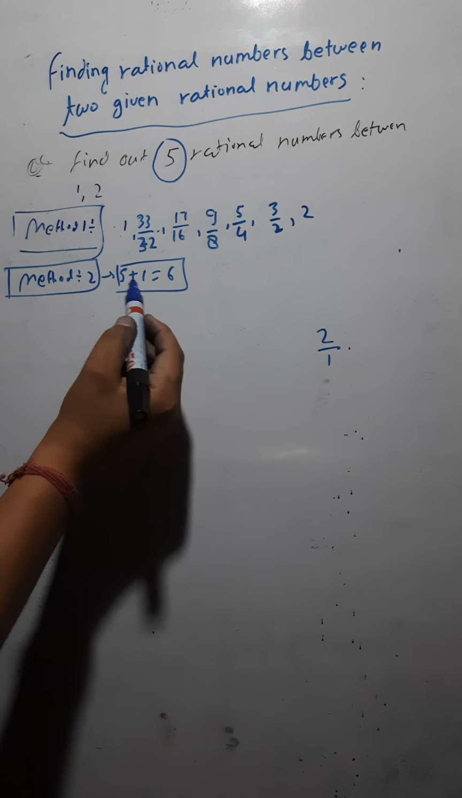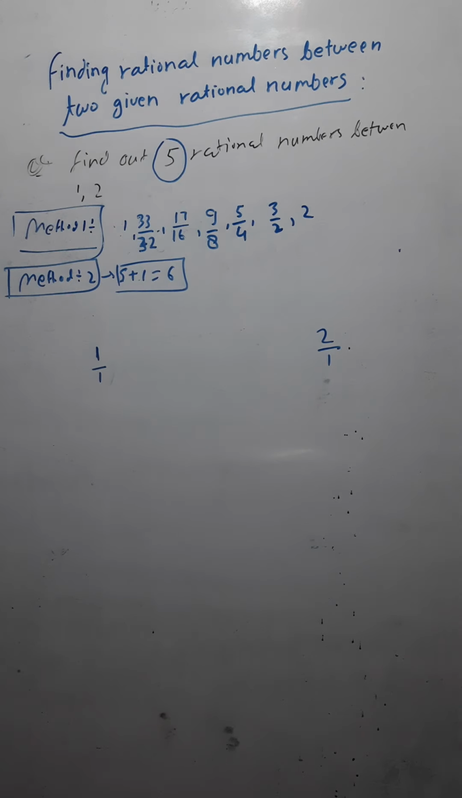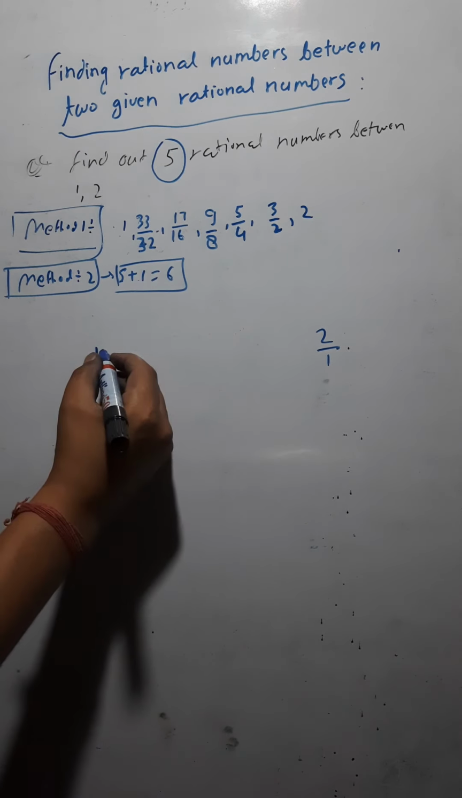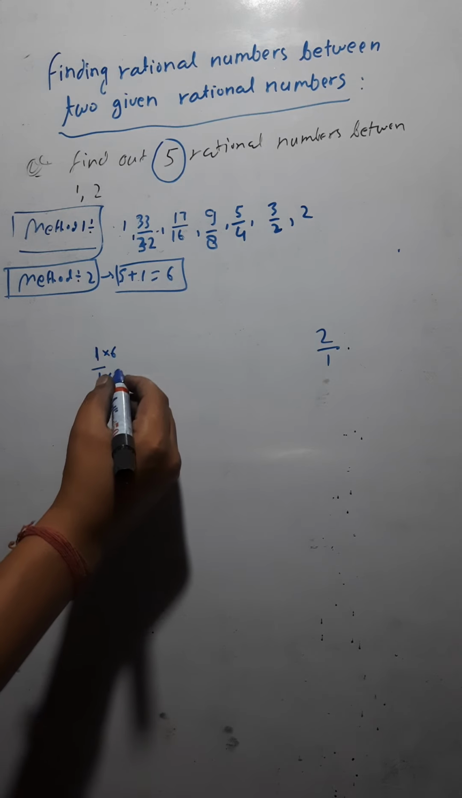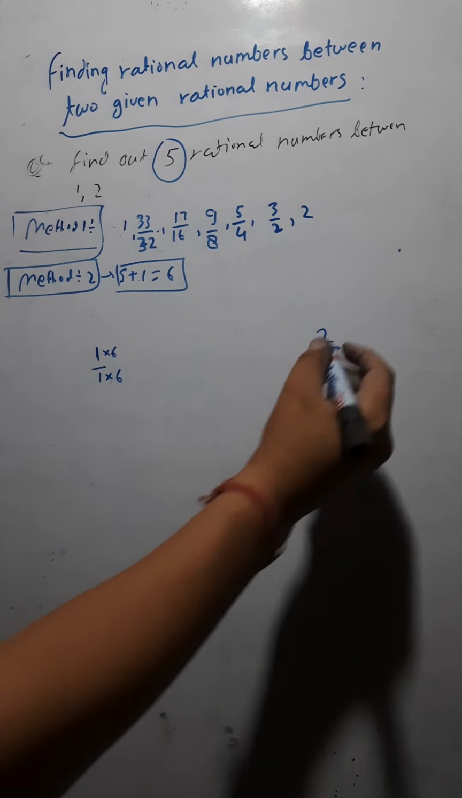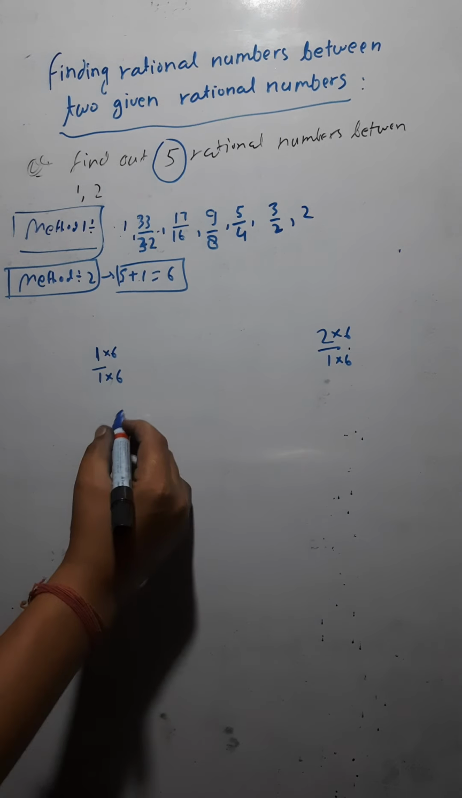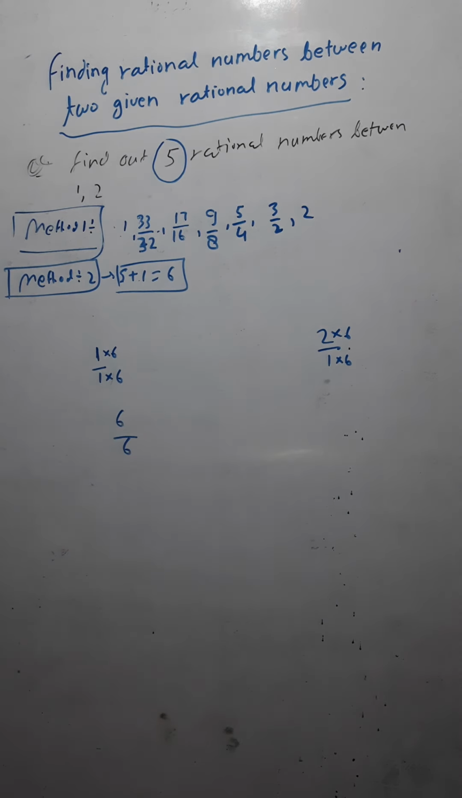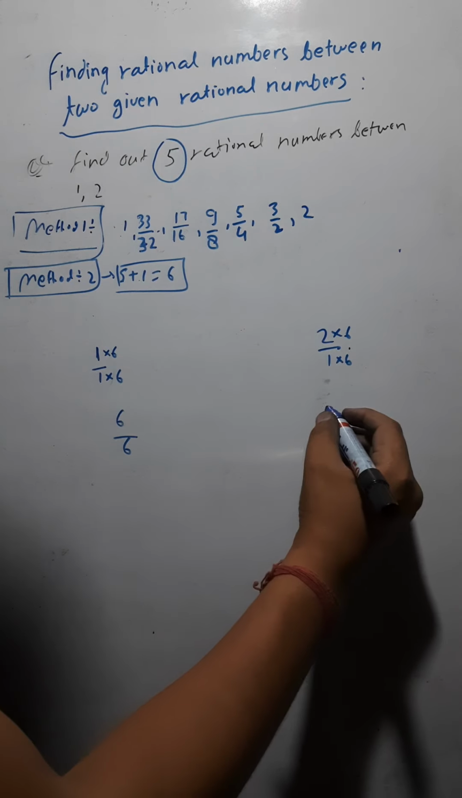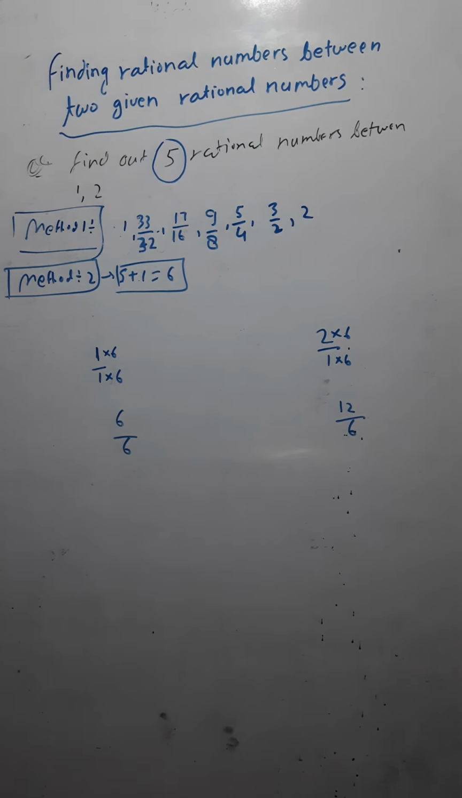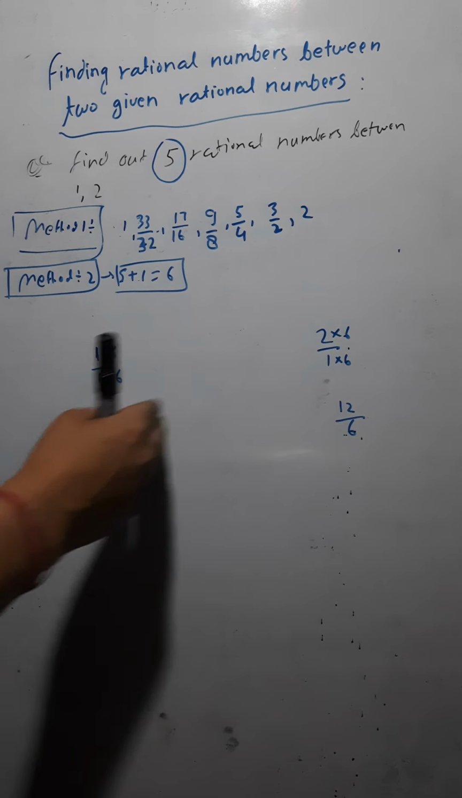So if I am adding 1 there, 5 plus 1 is how much? 6. So what I am going to do, just look here. I am going to multiply by this 6 on the upside, and by this 6 on the downside, and the same here also. So how much am I getting? 6 ones are 6, 6 ones are 6, and similarly 6 twos are 12, and 6 ones are 6. Now you have to write all the numbers in between these two.